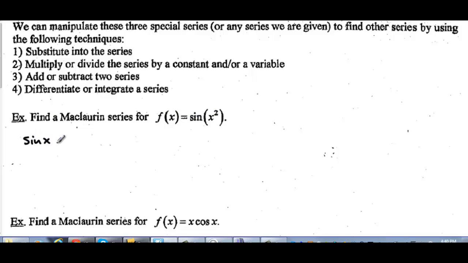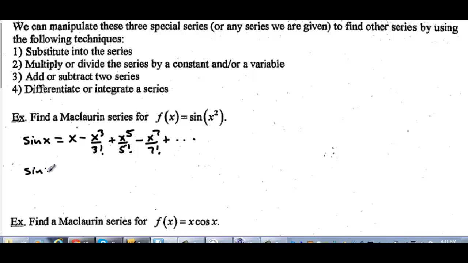Well, sine of x is equal to, I need the odd powers, so x to the first minus x to the third over 3 factorial plus x to the fifth over 5 factorial minus x to the seventh over 7 factorial plus, keep on going in that manner. And there's sine of x, but we've plugged x squared in for x. Now I have to plug x squared in for all of these.